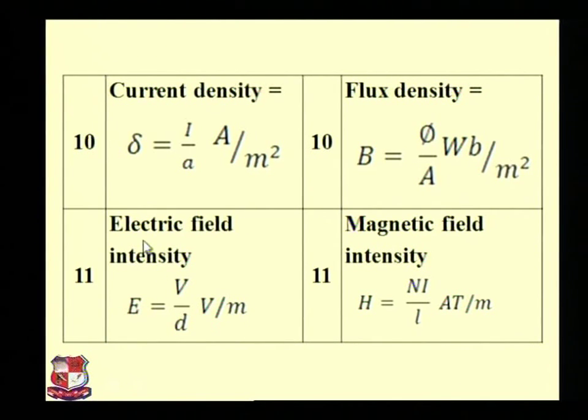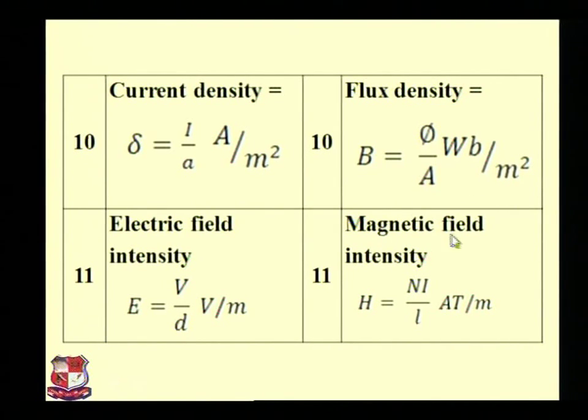And last, electric field intensity. Electric field intensity is always defined as voltage per meter. So electric field intensity, capital E, is defined by E equal to V by D, volt per meter.